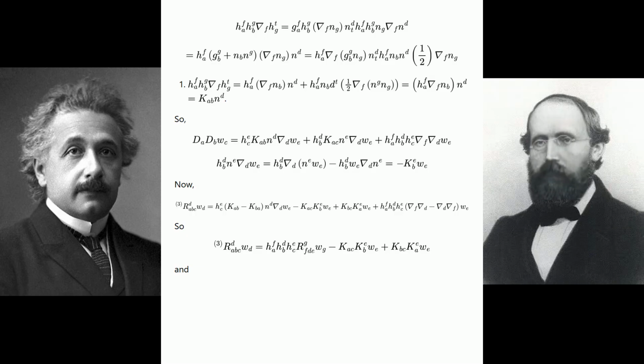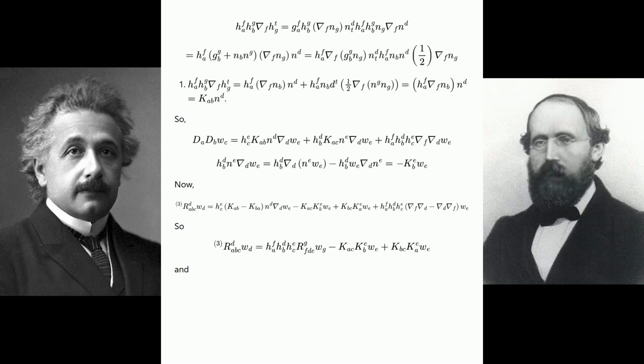h sub a raised to the f power of h sub b raised to the g power gradient sub f h sub g to the t power equals h sub a raised to the f power of gradient sub f n sub b, n to the d power plus h sub a raised to the f power of n sub b, d to the t power times 1/2 gradient sub f, n raised to the g power n sub g, equals h sub a raised to the f power gradient sub f n sub b, times n to the d power equals k sub ab n to the d power. So, see the equations shown.